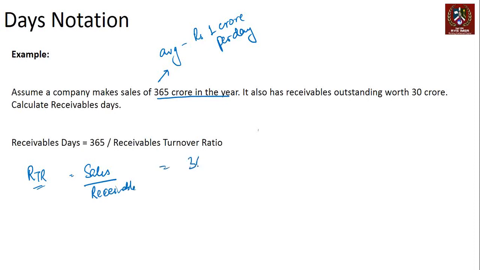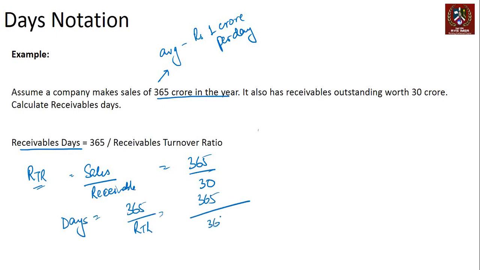So we're going to get 365 divided by 30, right? Now receivable days, if you look at days, that's 365 by the receivable turnover ratio, which is 365 divided by 365 by 30. And if you solve for this, you get the answer as 30. So 30 days is what is outstanding as receivables, right? The answer is 30 days. That's what we get, right?